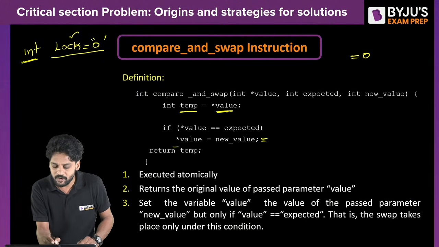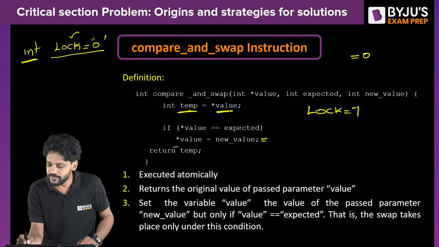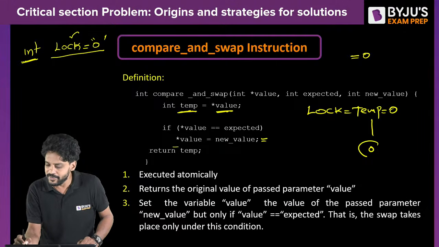The temporary initial value of the lock will be passed to temp. Lock is equal to 0, temp is equal to 0. Okay, finally, the temp value will be returned out of the function.